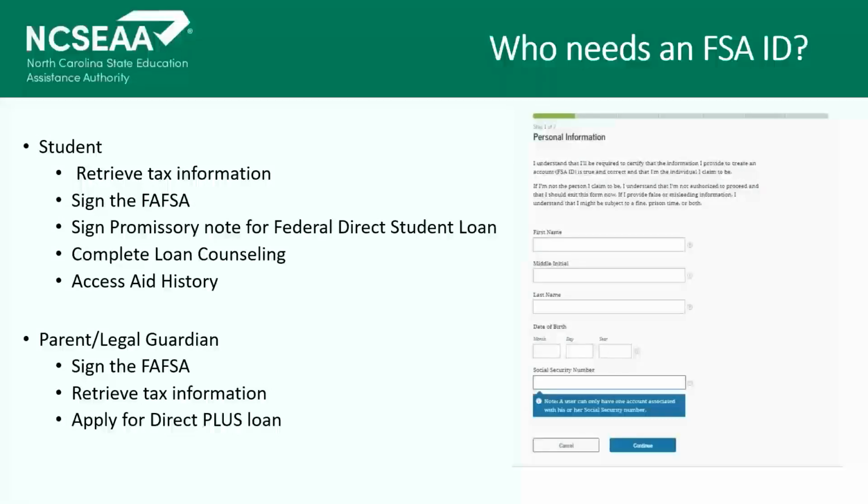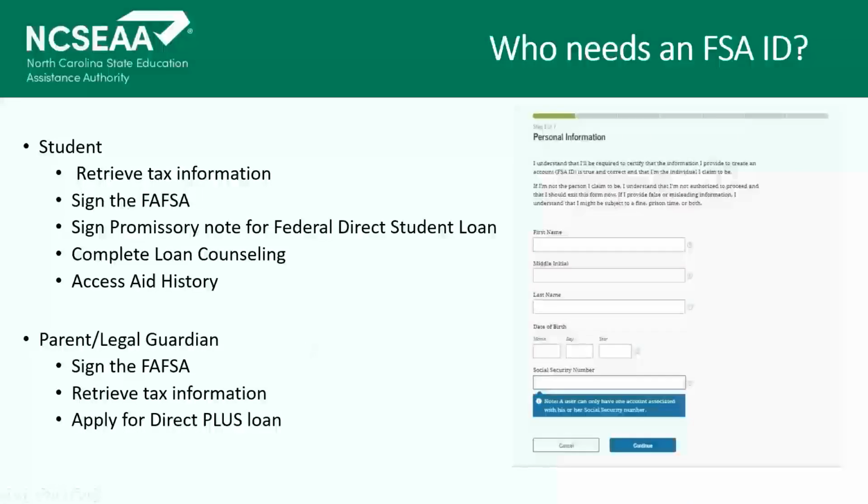As far as parents, in addition to signing the application, they'll also use the FSA ID to use the data retrieval tool on the FAFSA form. And if parents choose to take out what we call a PLUS loan, that's a loan in the parents' name to help cover any additional educational expenses, parents will also need that FSA ID to complete the application process.